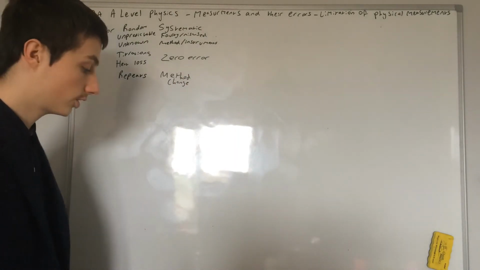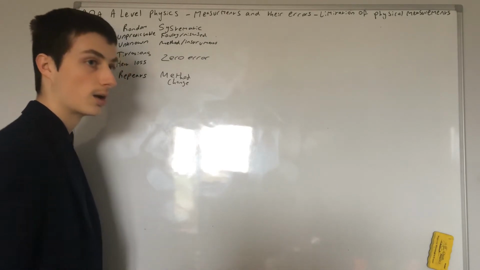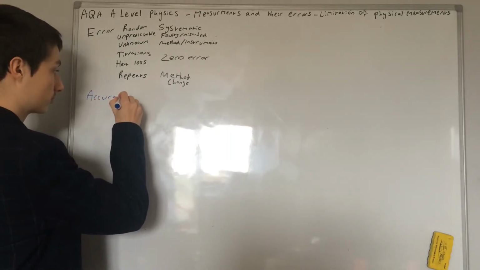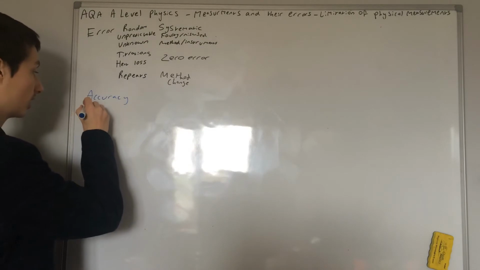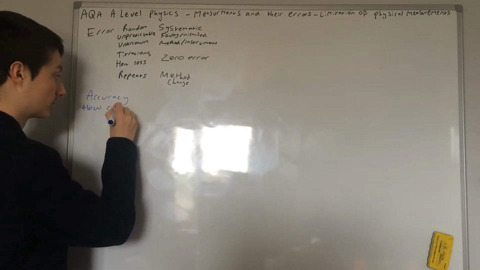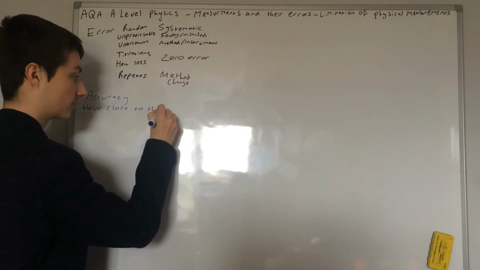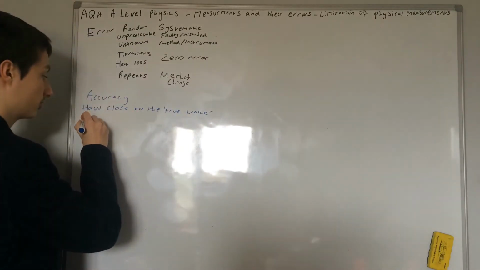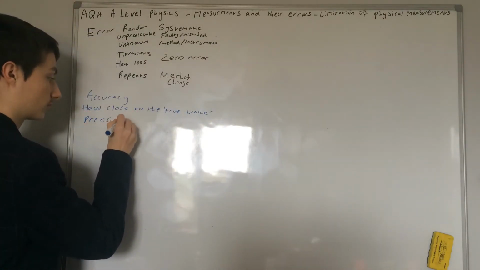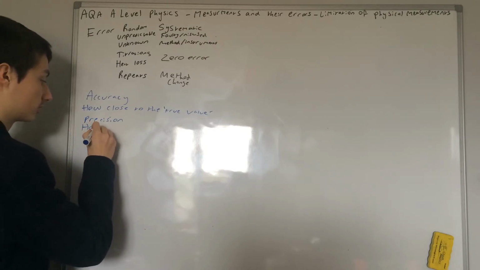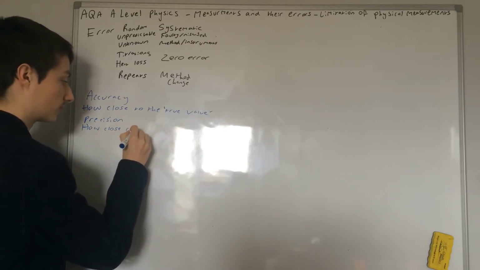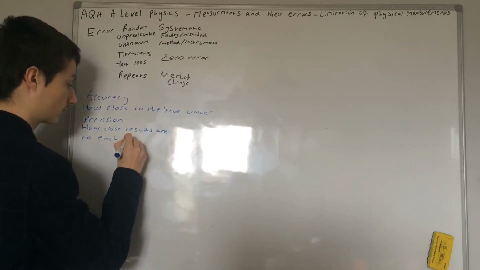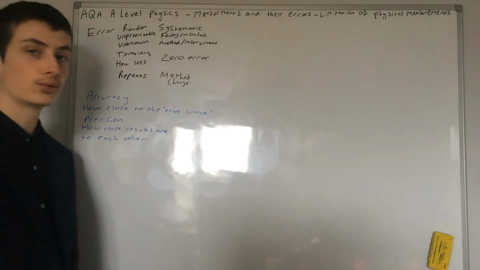Now there's 5 terms you have to be able to use and define about results and experiments. The first is accuracy. Accuracy refers to how close to the true value a result is. The second is precision. This is how close results are to each other. Those two refer to results of measurements.